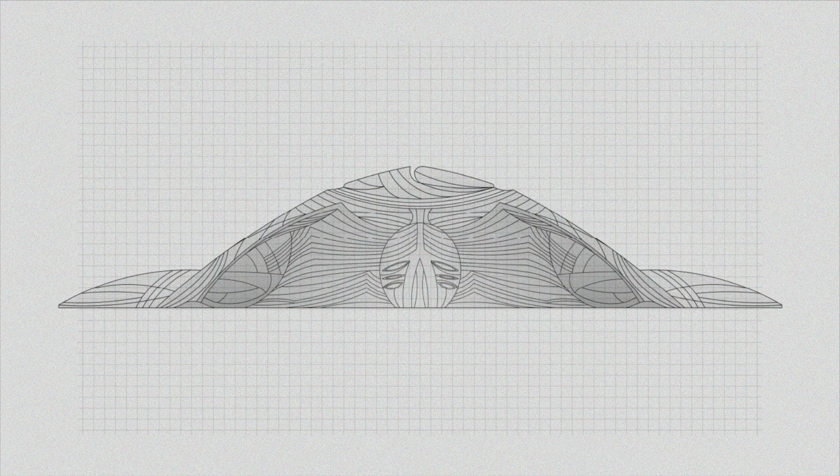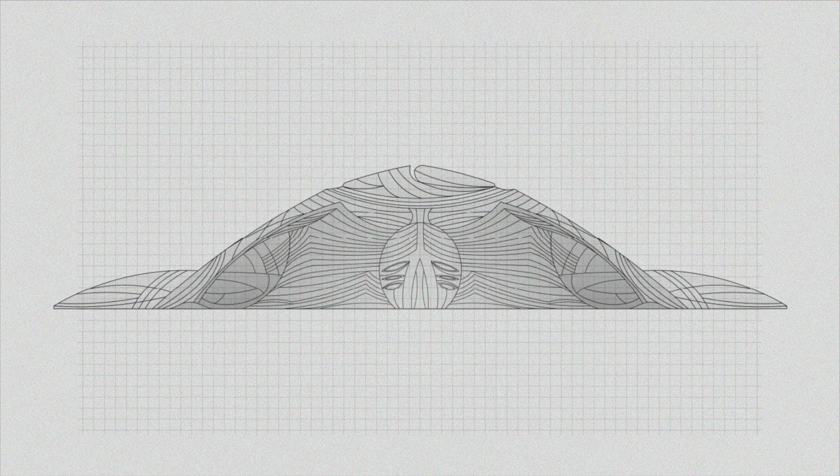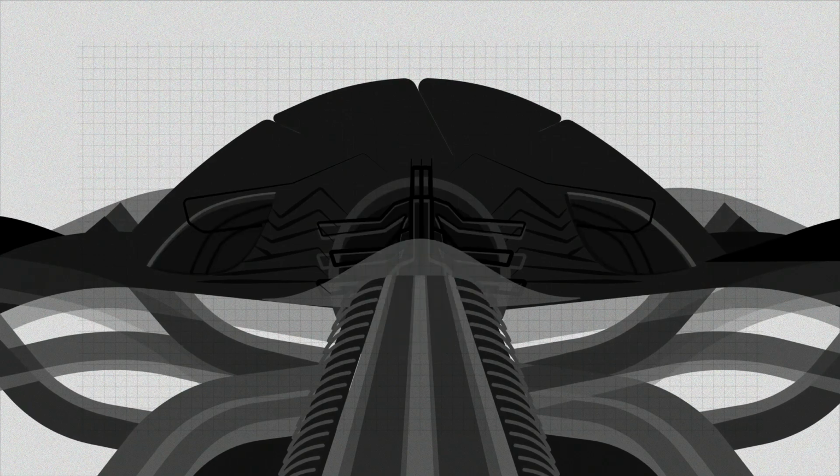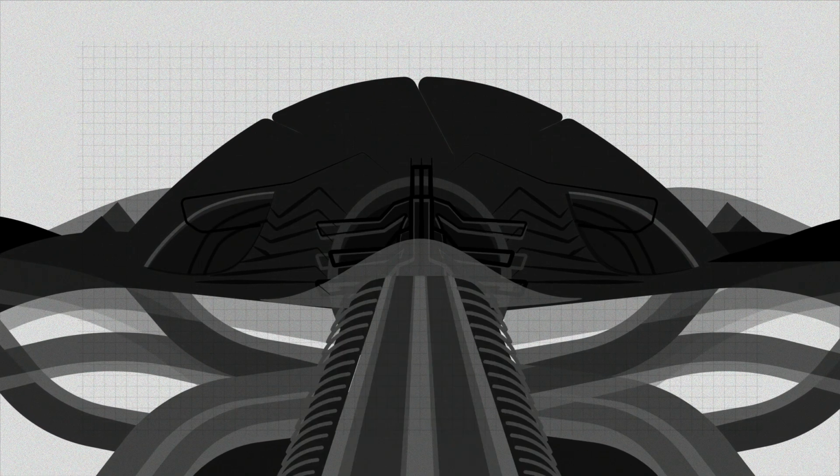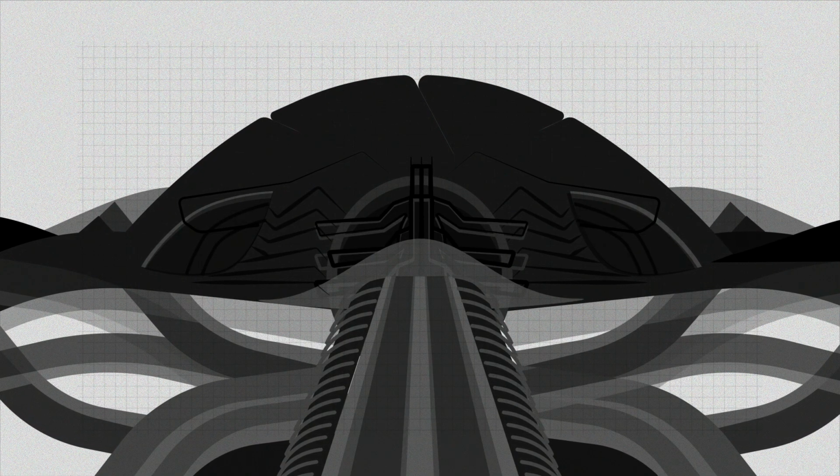Otherwise, we have a lot of unnecessary consoles coming out of it from all sides. At the base of the building, there are three openings that connect to what appears to be an over-the-top transportation system. And that's about it.